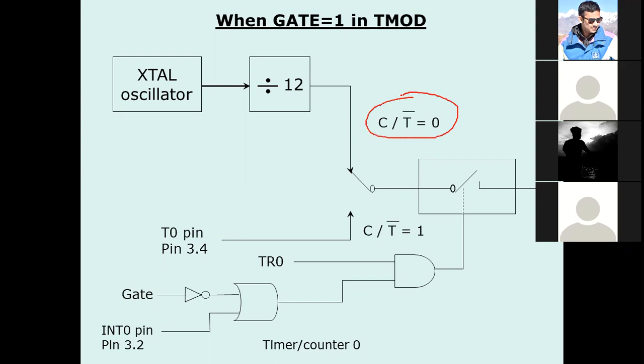Whenever this C/T bar is 0, that means timer operation, and when C/T bar is 1, then counter operation. Whenever we are counting some external events, that is counting operation, and whenever some timing operation is on an internal event, that is the timer operation. Any external events, counter operation; internal events, timer operation. Is it clear?